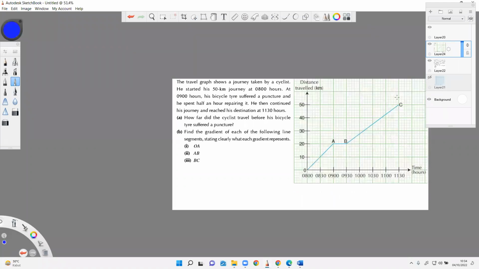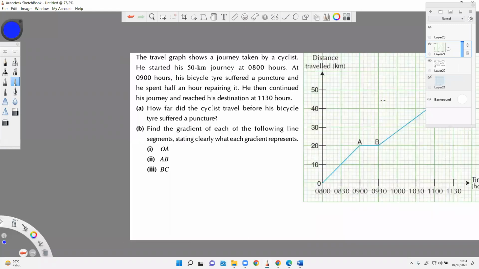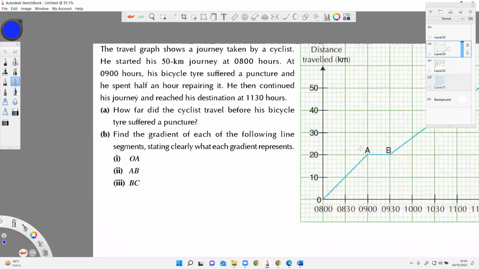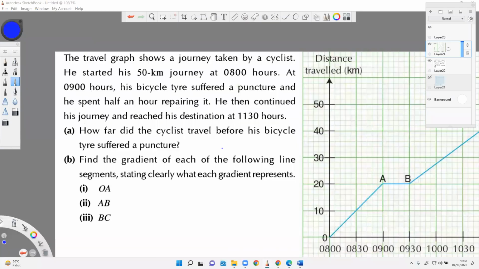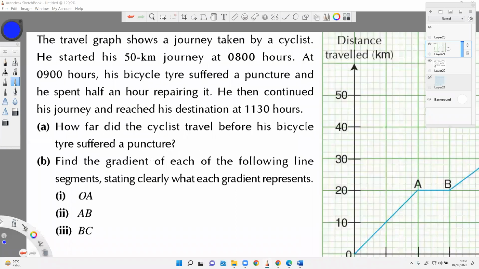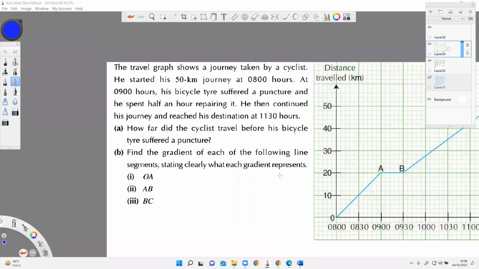Okay, look at the graph first, guys. I will give you some time to look at the graph. The travel graph shows the journey taken by a cyclist. He started his 50-kilometer journey at 8 hours. 8:00 means 8 o'clock. At 9:00 hours, his bicycle tire suffered a puncture. So the tire is the problem. He then continued his journey and reached his destination at 11:30.